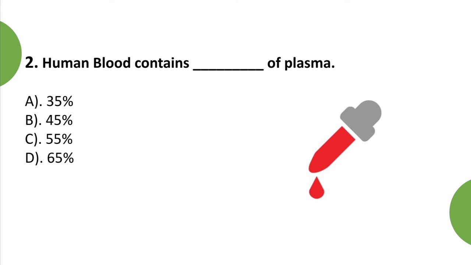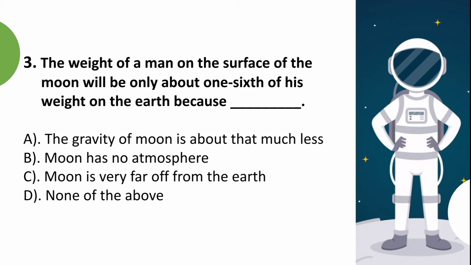Question 2. Human blood contains dash of plasma. Option C. 55%. Question 3. The weight of a man on the surface of the moon will be only about 1/6 of his weight on the earth because dash. Option A. The gravity of moon is about that much less.